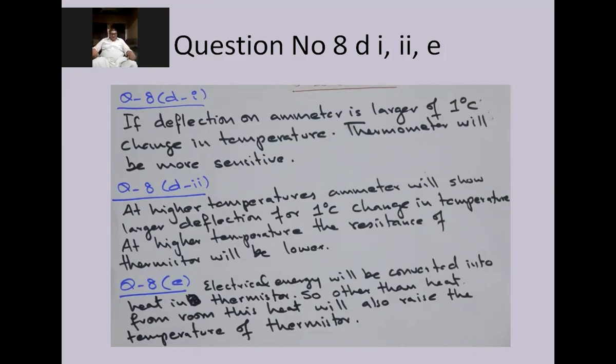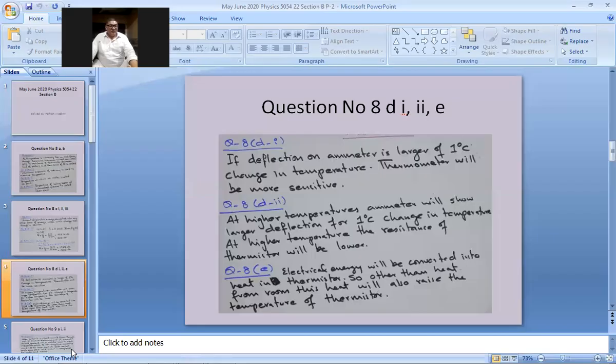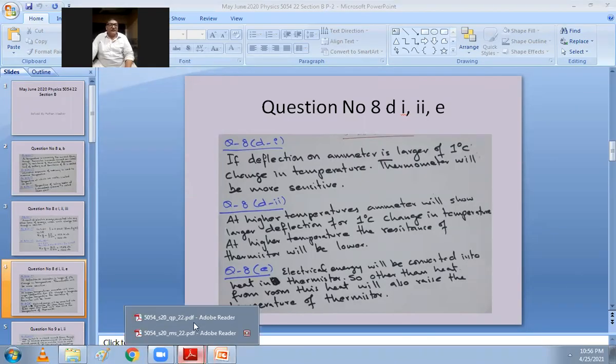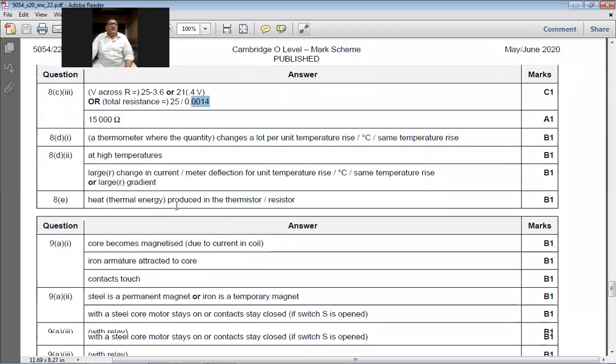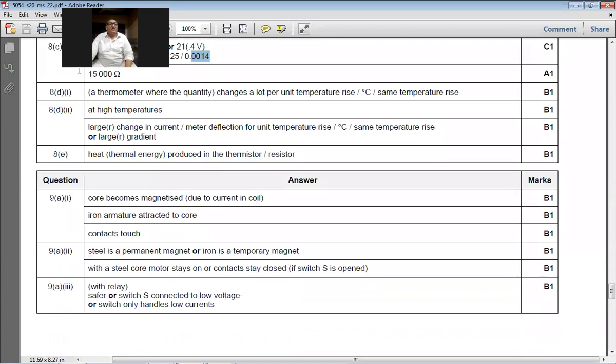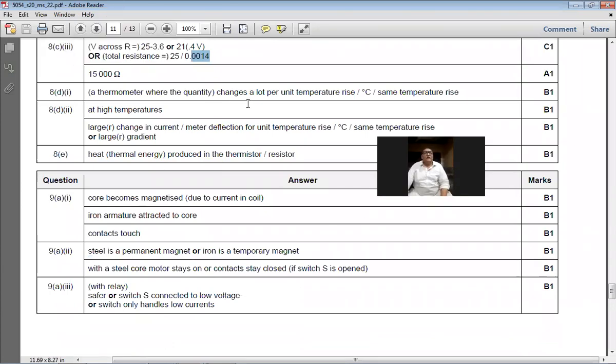So if there is a larger deflection on the ammeter for every degree centigrade change in temperature, the thermometer will be more sensitive. Let me show you the marking scheme, because this sensitivity question is a little tricky. A thermometer where the quantity changes a lot per unit temperature rise, same temperature rise. Okay, so I think the wording which we have used is good wording.